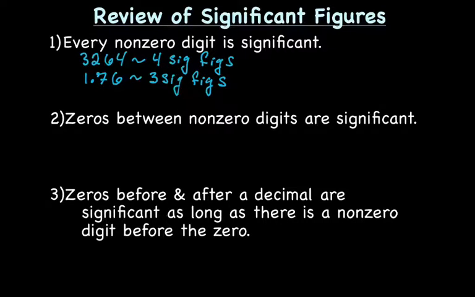Zeros between non-zero digits are significant. So if I had something like 6002, we know that the 6 and 2 are significant because they're non-zero digits, and the 2 zeros are also significant because they are between 2 non-zero digits, so this number has a total of 4 Sig Figs.